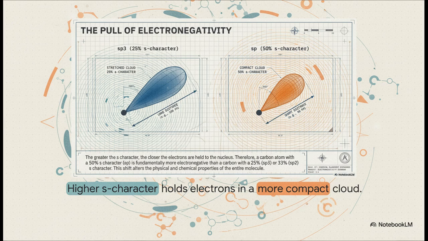Look at the electron cloud of an sp3 orbital. With only 25% s character, it's kind of stretched out and long. Now compare that to the sp orbital next to it, which is 50% s character. See how its electron cloud is way more compact, pulled in tight to the nucleus? This tiny difference in shape changes a bond's strength, its length, and even how it's going to react with other molecules. It's a huge deal.